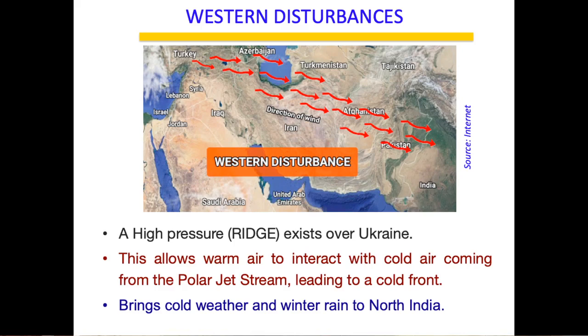The last thing that I want to discuss is the extratropical storm. Polar vortex is also an extratropical storm. Western disturbance is also an extratropical storm. The generation of western disturbance is slightly different.